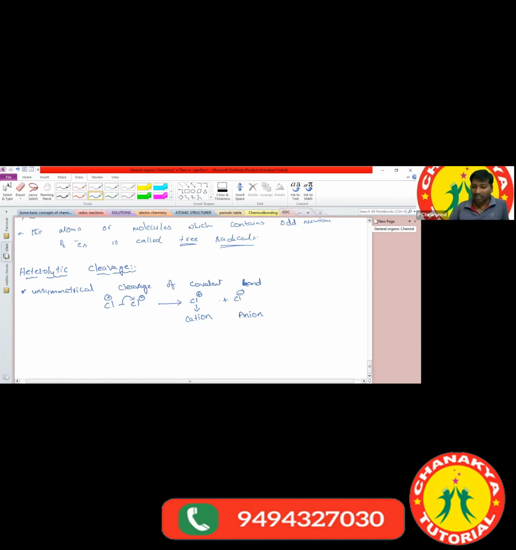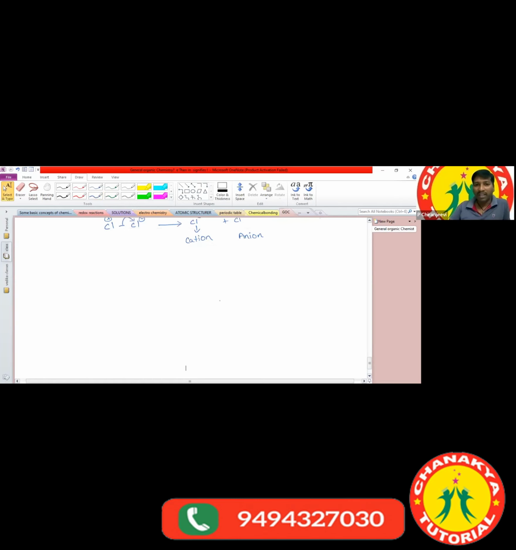Next point: attacking reagents. What are the attacking reagents we have? We have two types of attacking reagents. One is called electrophiles, and another one is called nucleophiles.